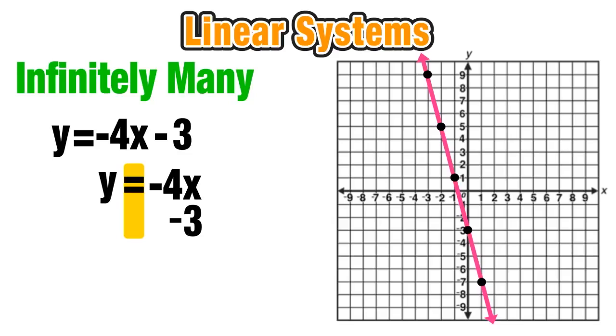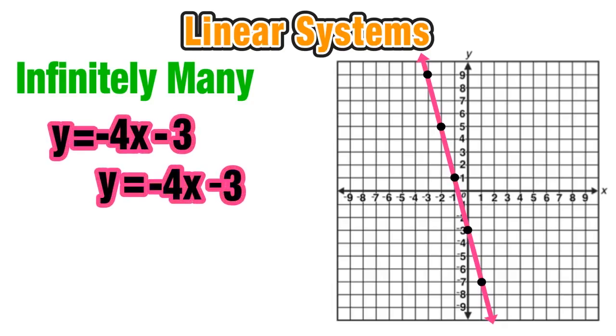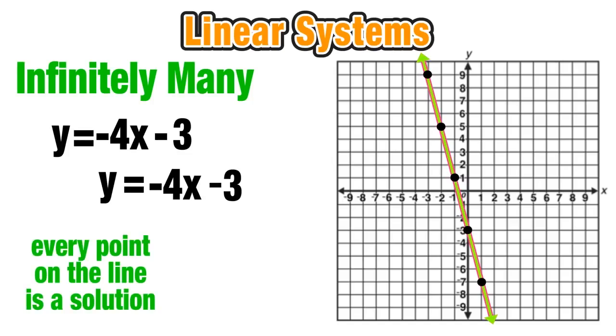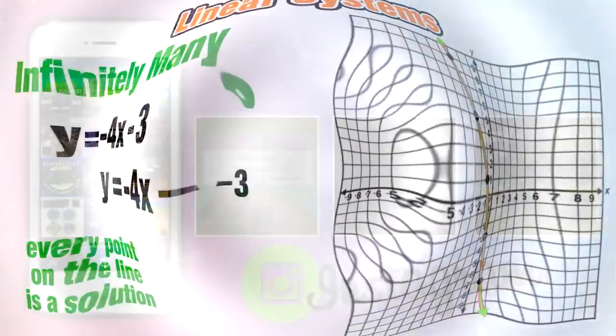On the left side, it cancels out. And on the right side, negative 4x minus 3. Those aren't like terms. So we just write it as an expression, y equals negative 4x minus 3. Notice that both equations are exactly the same. They are identical. So if I graph the second one, it's going to be right on top of the first one. So every single point is going to be a solution. And since lines have an infinite number of points, this linear system has an infinite number of possible solutions.